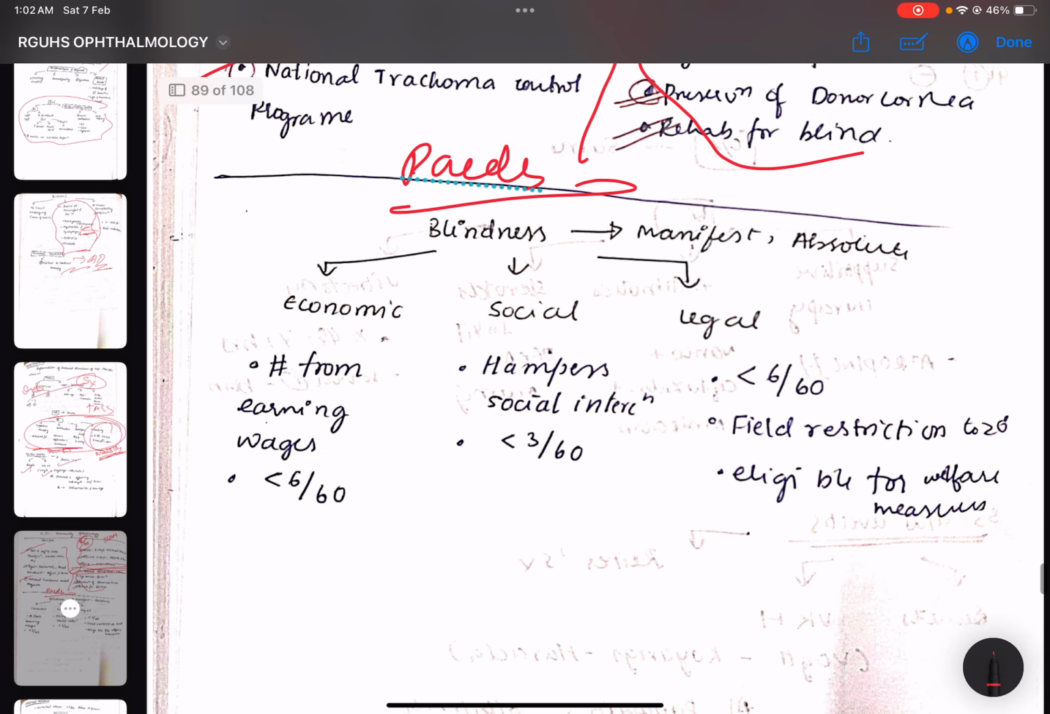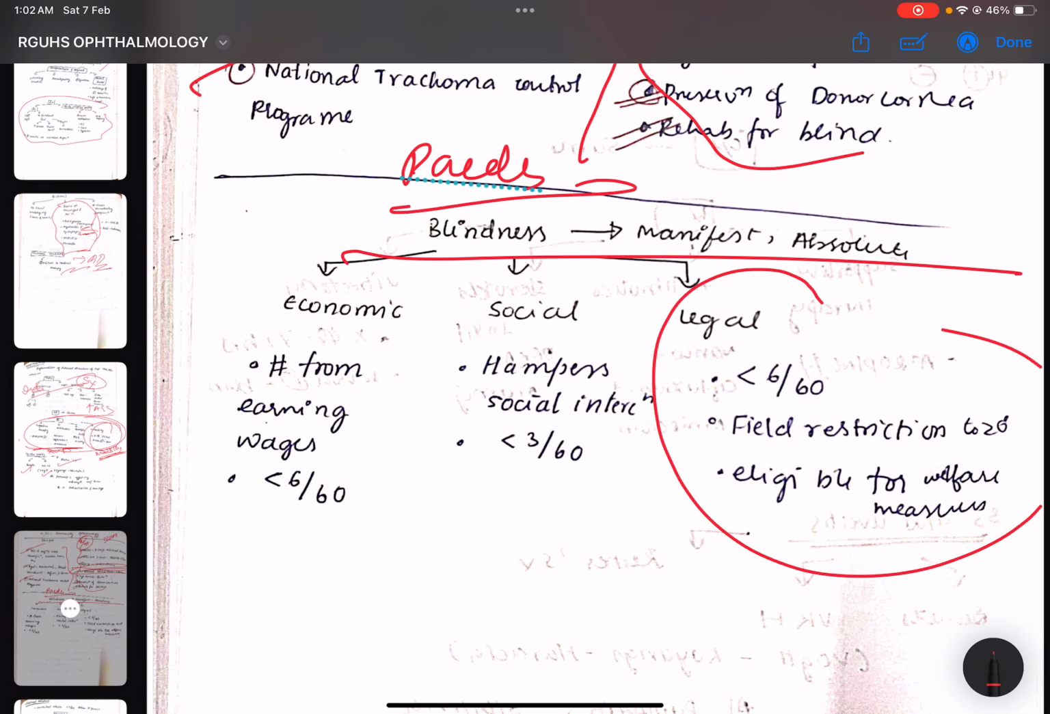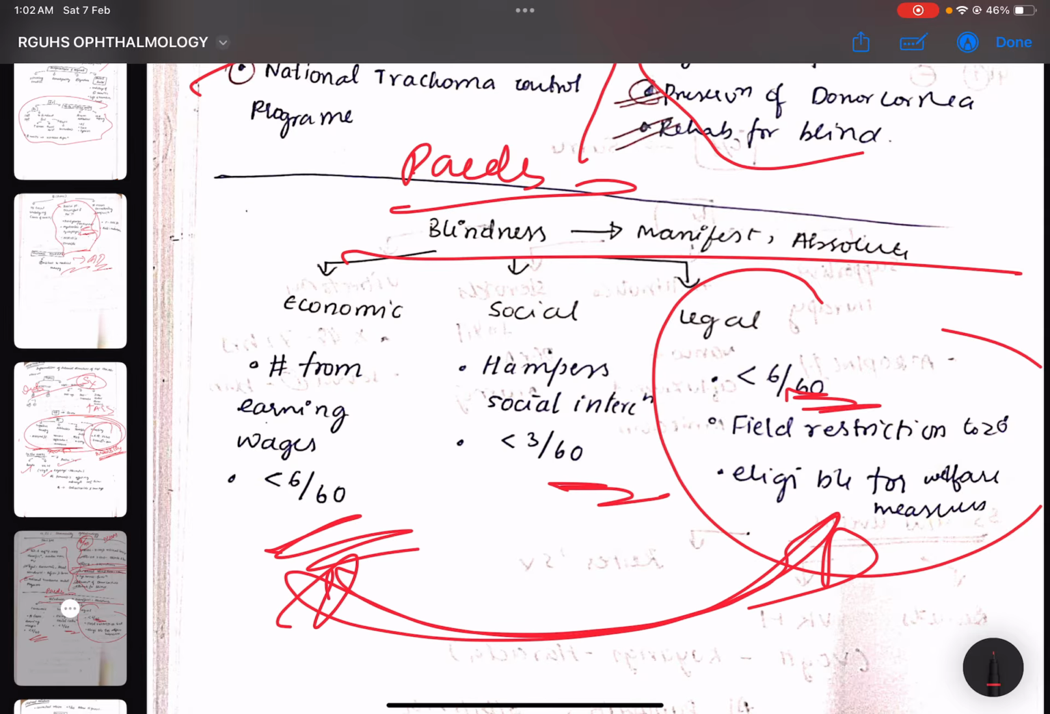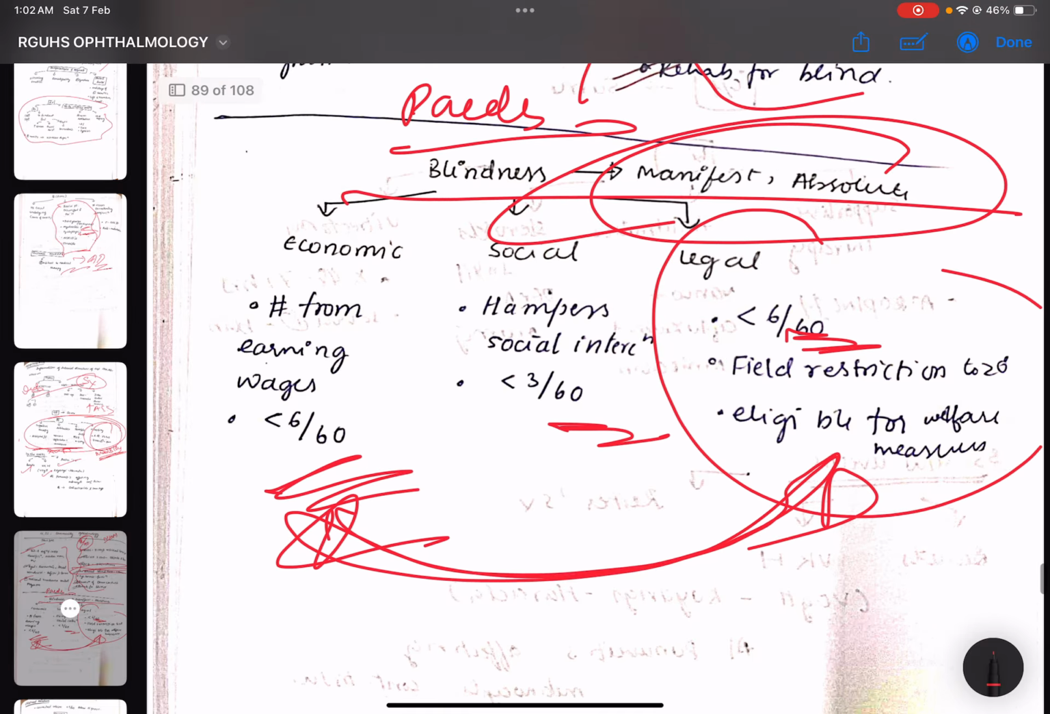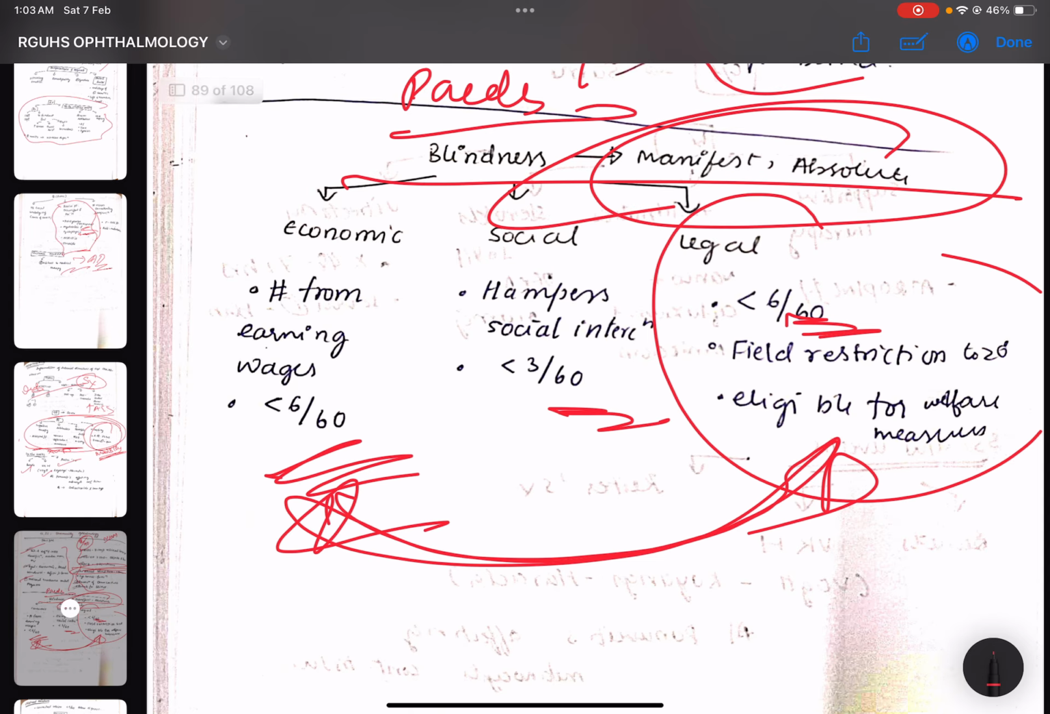What are the causes, what are the types? The definition of blindness is different for different people. You will say legal blindness only when they have the refractive criterion, then they're eligible for all the welfare measures. And what is social blindness? That is less than 3/60. Economic blindness is less than this, and almost equal to the same. But you might also have manifest and absolute blindness. This is just to know what types of blindness I have mentioned.